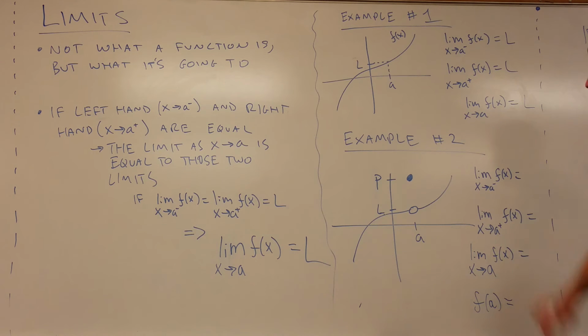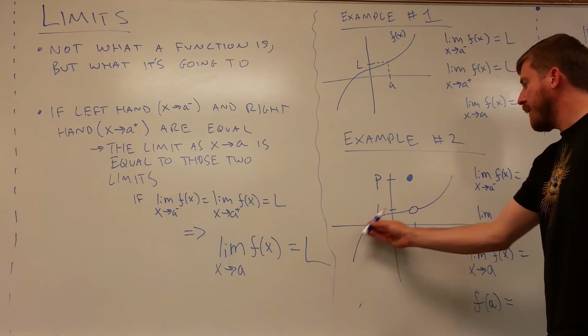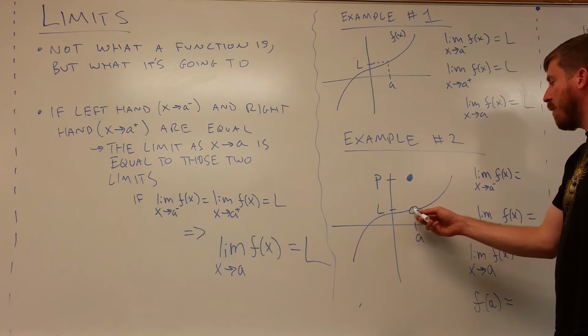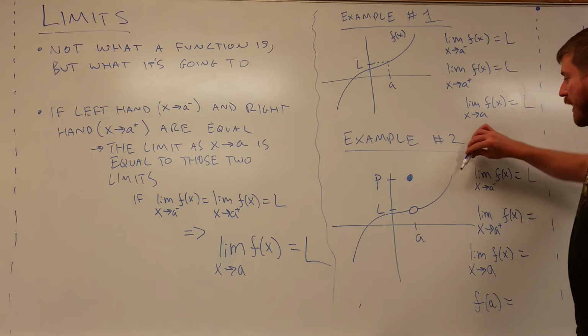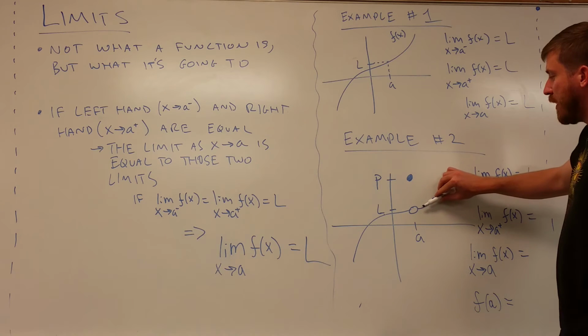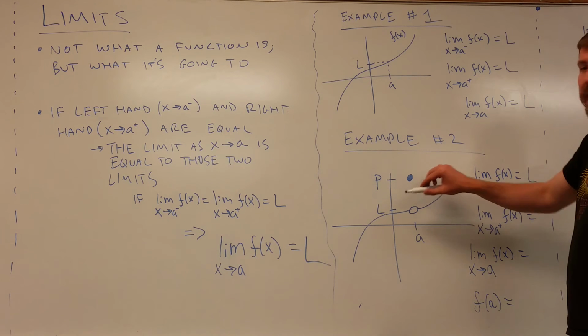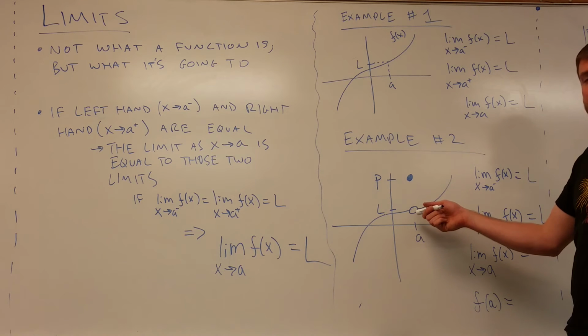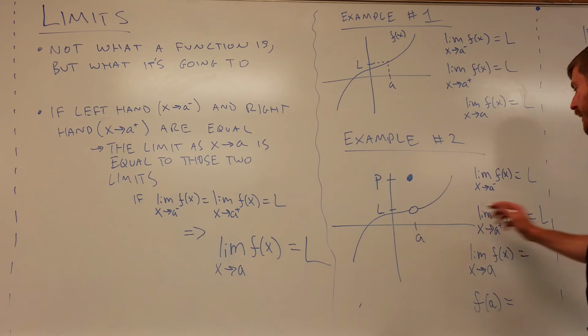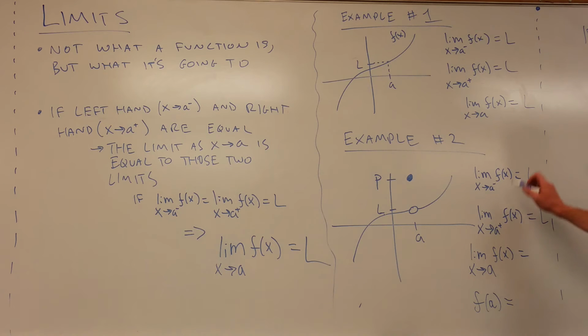Okay, so let's look at example number 2. In example number 2, as we approach f of x from the left, it is again approaching that y value L. So that limit is going to be L. As we approach it from the right, it is again approaching that y value L. So if we wanted to look at the limit of this function as x approaches a, since the left and the right-handed limits are equal, this is just going to be the same as that. So the limit as x approaches a will be L in that case.